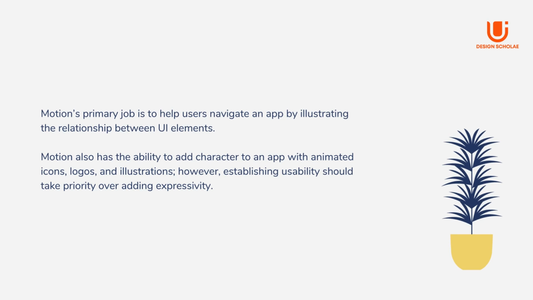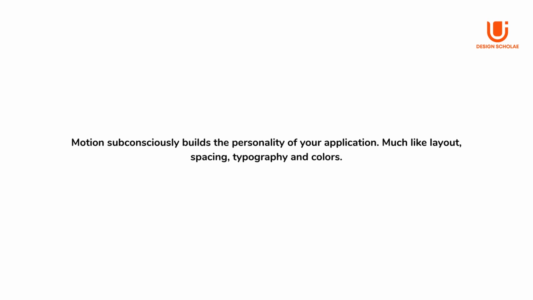Motion's primary job is to help users navigate an app by illustrating the relationship between UI elements. Motion also has the ability to add character to an app with animated icons, logos, and illustrations. However, establishing usability should take priority over adding expressivity. Motion subconsciously builds the personality of your application, much like layout, spacing, typography, and colors.